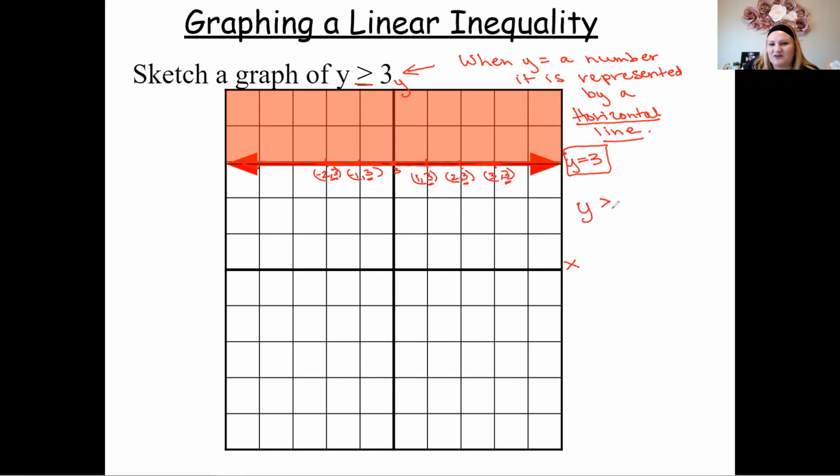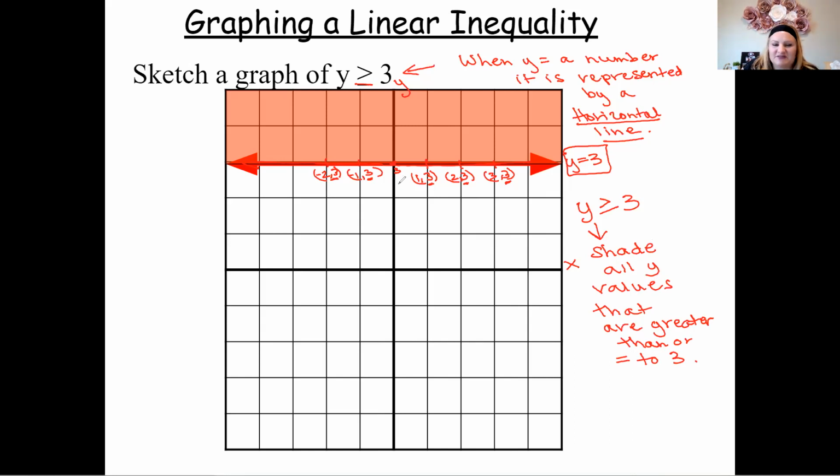So we are given this inequality where we want to shade all the y values that are greater than or equal to 3. You can make yourself a little note: shade all y values that are greater than or equal to 3.